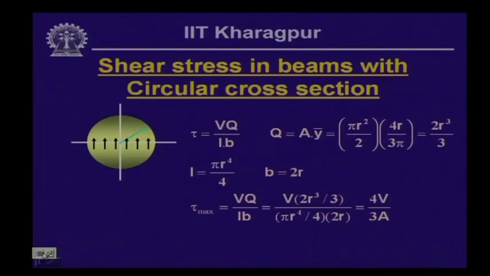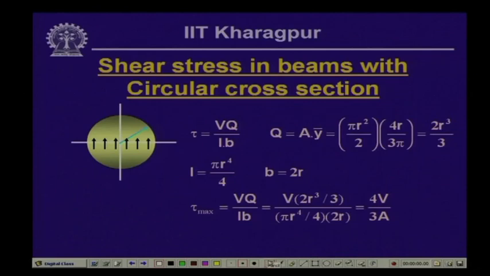Well, now let us look into what happens if the cross section of the beam is a circular one instead of a rectangular one, and what is the consequence for the shear formula which we derived earlier, which is tau equals V q by I b. Let us consider a circular section, the radius of which is r, and the shear force acting on the cross section is in the vertical direction. As we have assumed earlier, the direction of the shear stress also will be in the direction of the shearing force, number 1.